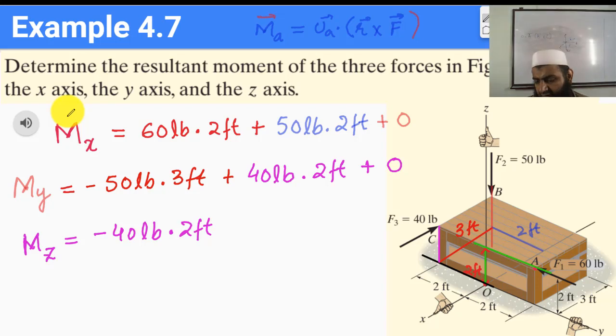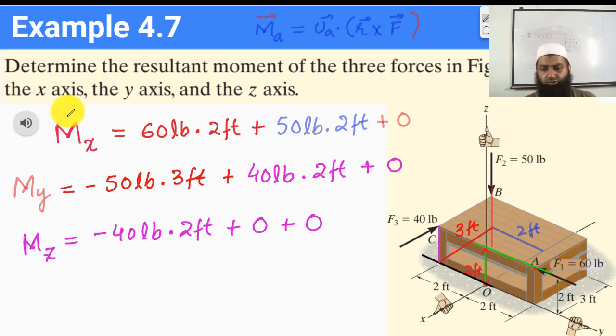The line of action of this force passes through the z-axis, so this force will not produce any moments along the z-axis. So we have only one term for the moment of these three forces along the z-axis.